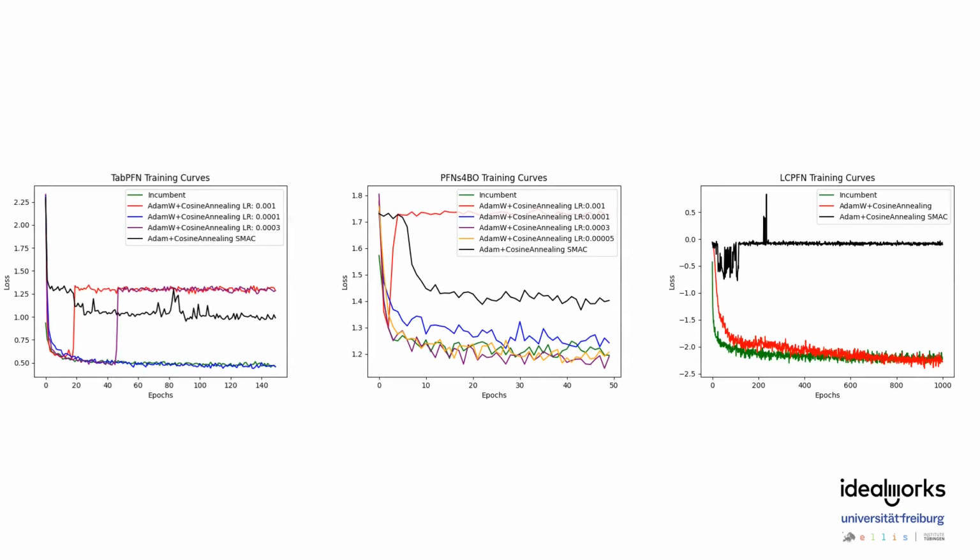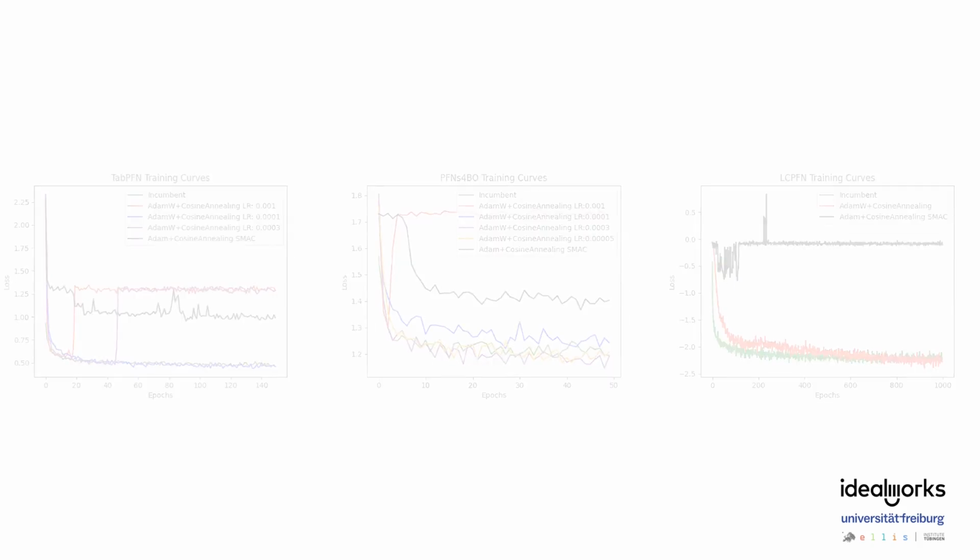Let's see how well our incumbent generalizes to more challenging prior fitted network tasks. We tested our incumbent and the SMAC HPO baseline against the default pipelines of several models: TAP-PFN, PFNs for BO, and LC-PFN. While SMAC HPO struggled to generalize across these cases, our incumbent performed similarly to the best of the default pipelines for each model.